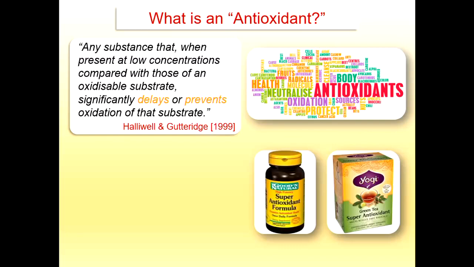So what do we mean when we use this word, at least to a scientist? Well, this is from Halliwell and Gutteridge in their standard handbook of oxidative stress research. An antioxidant is any substance that, when present at low concentrations compared with those of an oxidizable substrate, significantly delays or prevents oxidation of that substrate.